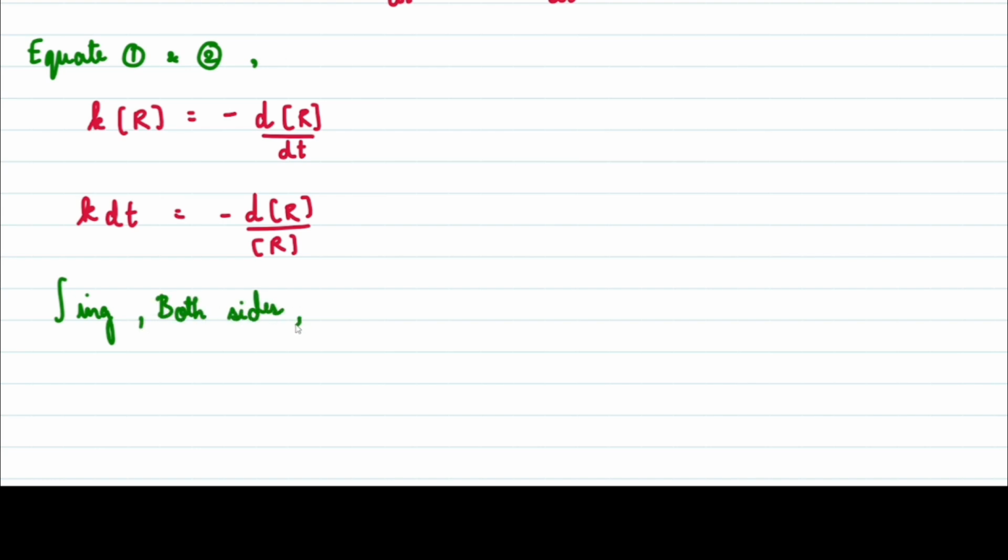What we have to do now is integrate both sides. By integrating both sides, we will get k dt is equal to dR by R. This negative sign here, to make it positive, I am multiplying both sides by negative. Got it? Okay.